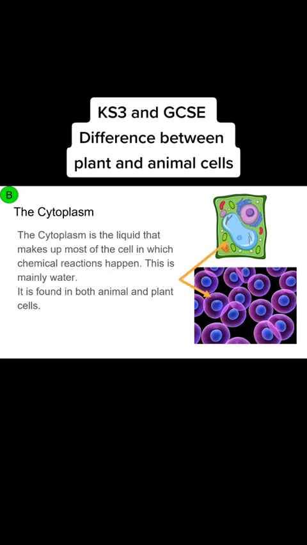The second organelle that is found in both animal and plant cell is the cytoplasm. Cytoplasm is a place where most chemical reactions take place, like respiration, for example. This is mainly made of water and has liquid surroundings.